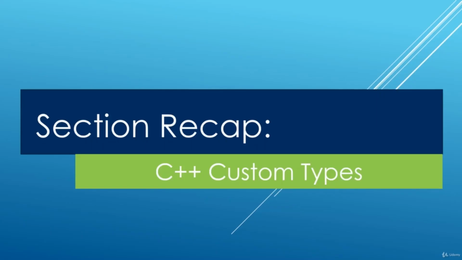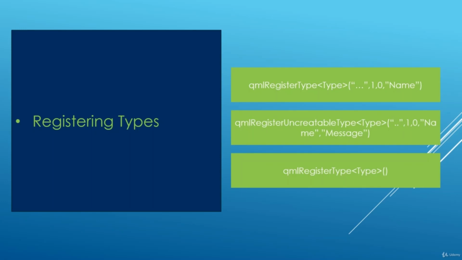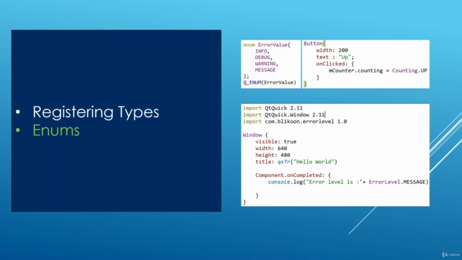You're finally done with this chapter. This was really a long one, and congratulations on getting here. To keep things in line, let's go through what we saw in this chapter. We started by showing you how you can register your types. This chapter revolved around registering your C++ types for use in QML, and we saw different ways to do that. We have also seen ways you can expose your enums in C++ for use in QML.